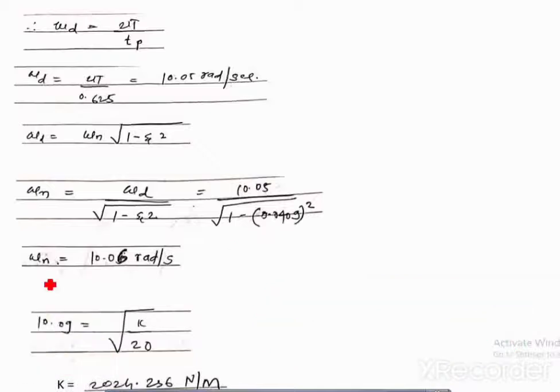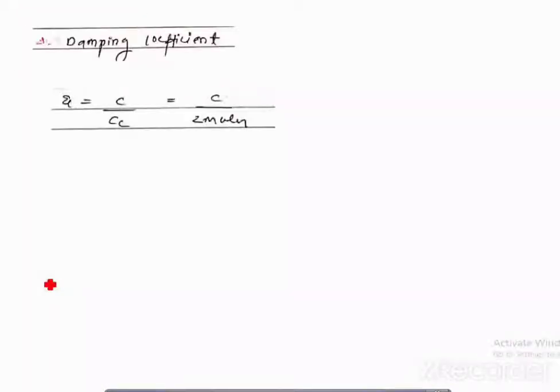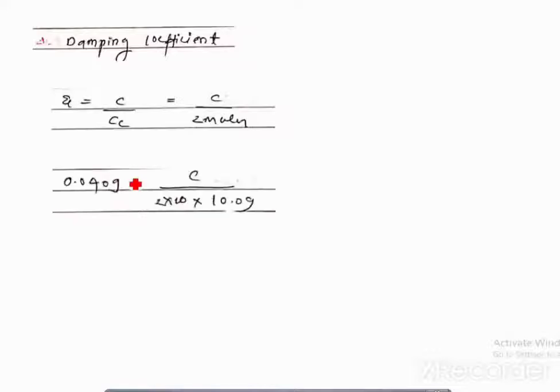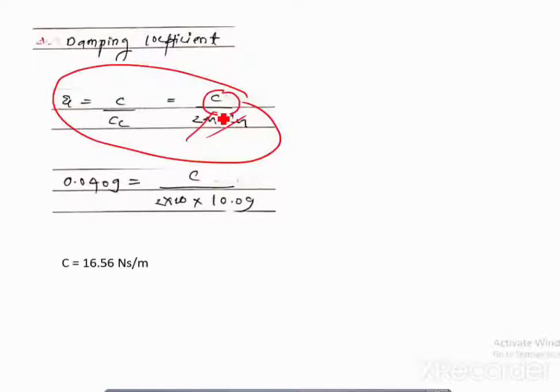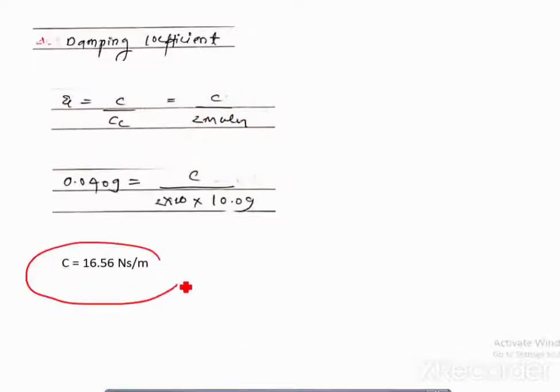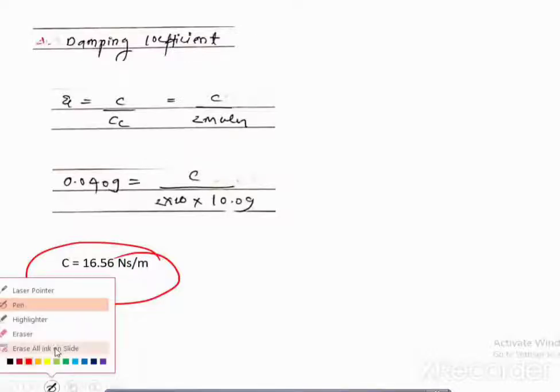So this is your problem number 3. I hope you have understood how to solve this problem. Now the last step is the damping coefficient. As usual, zeta is equal to c upon cc, that is c upon 2 m omega n. From this, you know m, you know omega n, so you can find out c. So the damping coefficient c is equal to 16.56 Newton seconds per meter. Is it clear? After solving, you solve it on your own and check whether the answers are correct or not. I hope you have understood this.